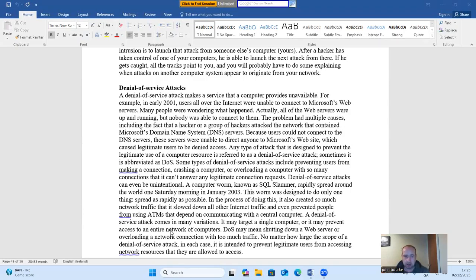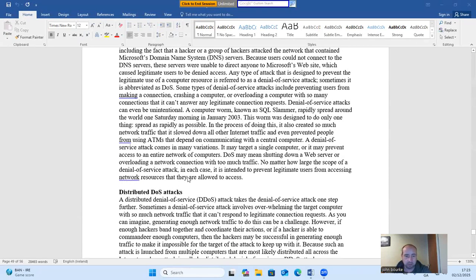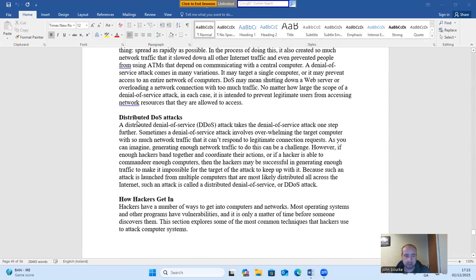A denial of service attack comes in many variations. It may target a single computer, or it may prevent access to an entire network of computers. DOS may mean shutting down a web server or overloading a network connection with too much traffic. No matter how large the scope of a denial of service attack, in each case it is intended to prevent legitimate users from accessing network resources that they are allowed to access.